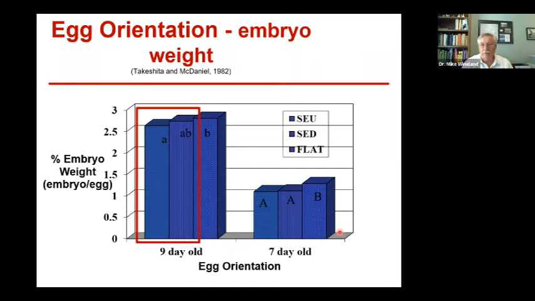This is just showing some embryo weights, and this is from Ken Takeshita. I can never say his name very well. He was a vet out in California when I first met him. But you can see here, this is small end up. This is the weight of the embryo, and this here is small end down. You can see it was better embryo weight at 9 days of age.